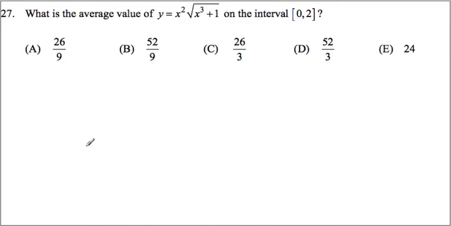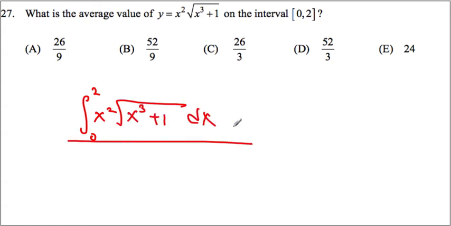Number 27. What is the average value of that? Basically the expression is the average value, which goes from 0 to 2 of x squared square root of x cubed plus 1 dx, all over 2 minus 0. How are we going to integrate this one?